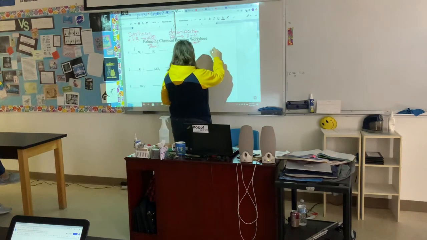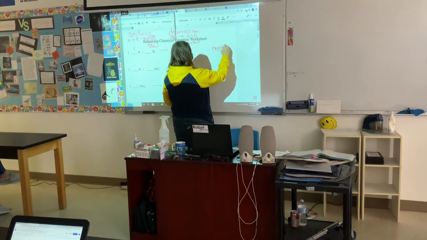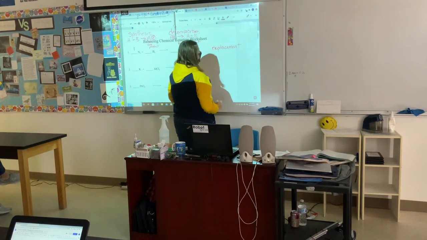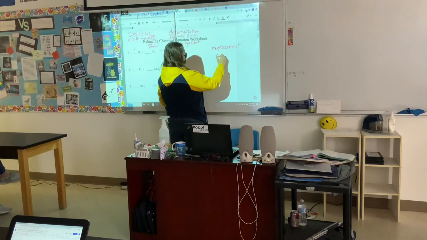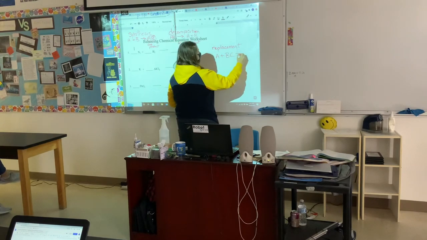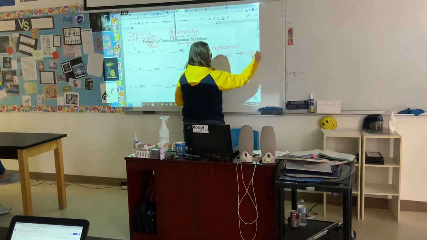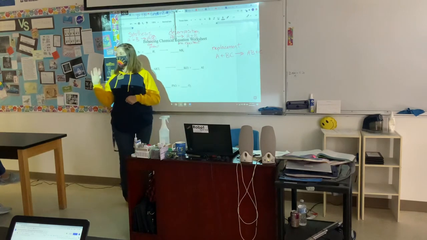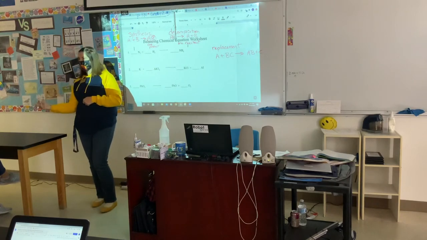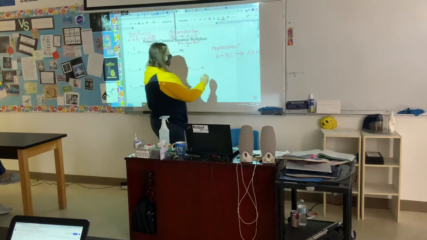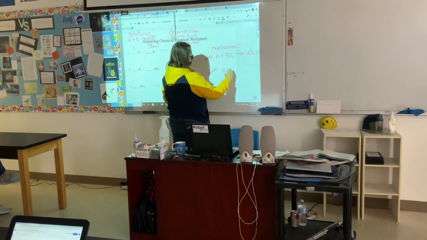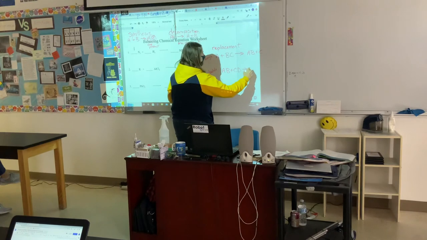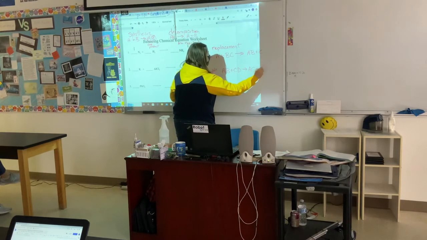So I look for one product for synthesis. Decomposition, I'm looking for one reactant. Now we also have replacement reactions, which could be one of two ways. We can have a replacement reaction where we have like A plus BC forms AB plus C, where just one thing switches a place. This is a single replacement, and then double replacement is when if I have AB plus CD, I get AC plus BD.